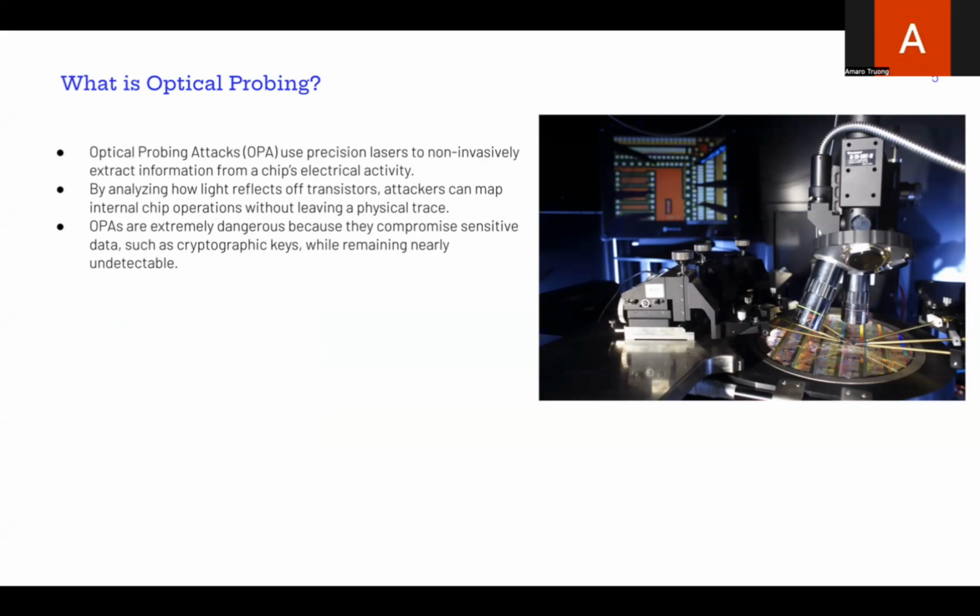By analyzing how the light reflects off the transistors, attackers can map internal chip operations without leaving a physical trace. Optical probing attacks, also known as OPAs, are extremely dangerous as they can compromise sensitive data such as encryption keys while remaining nearly undetectable. We'll go into that later. You don't need a literal laser. You can simulate a laser attack as well.